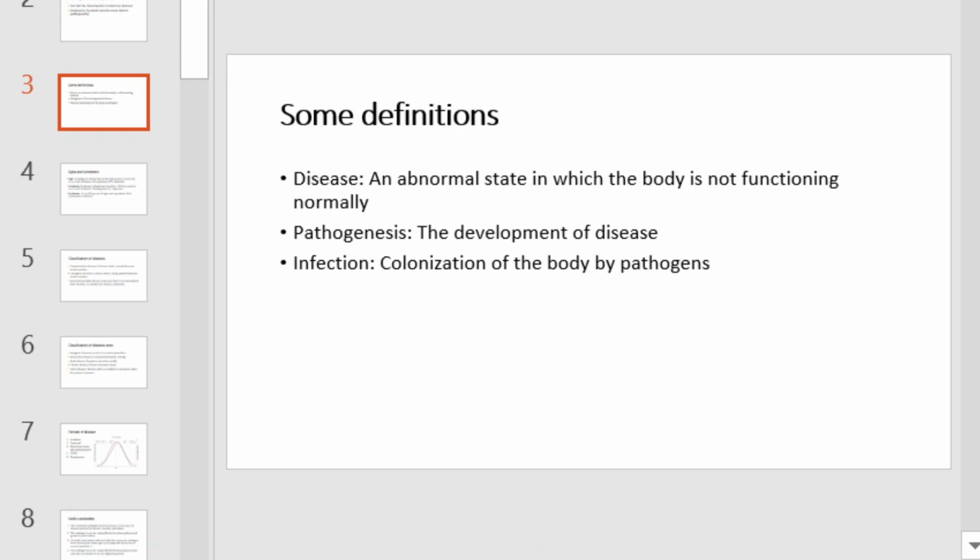We begin today with some definitions. A disease is an abnormal state in which the body is not functioning normally. Diseases are caused by pathogens, or simply put, anything that can make you sick. Pathogenesis is the development of disease. Infection is the colonization of the body by pathogens.